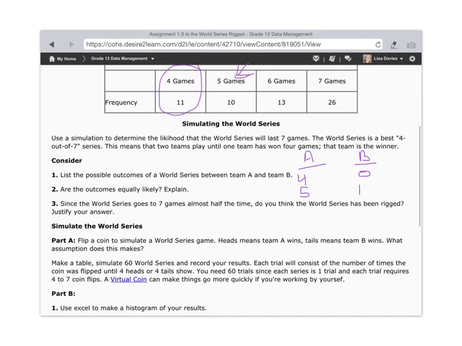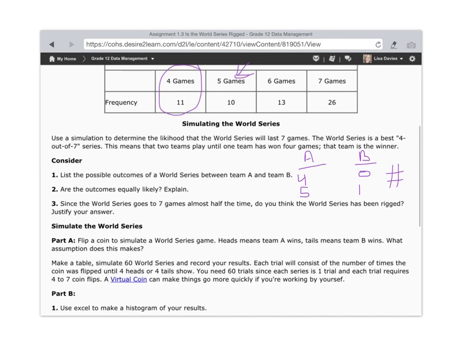So then you would have to reverse it as well, and so B could win in four games and Team A would win zero games, and so on. Figure out the total number of outcomes, total ways that that can be done differently with one team winning four games. So, are the outcomes equally likely?